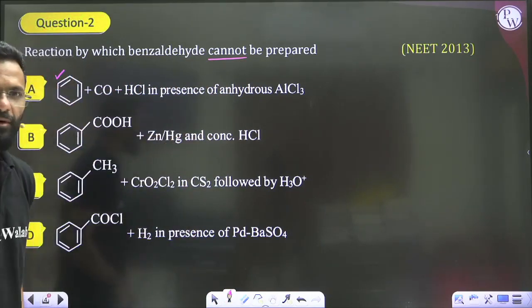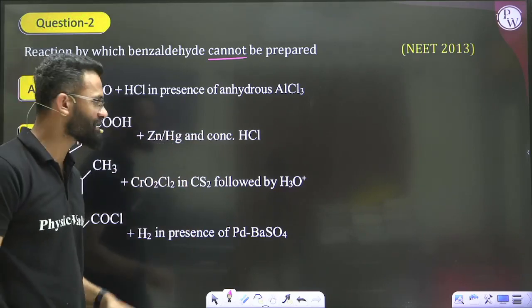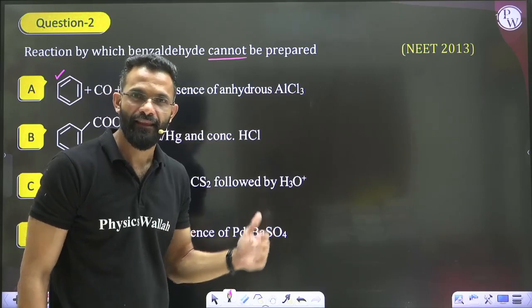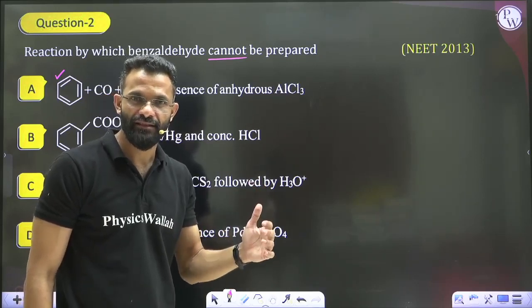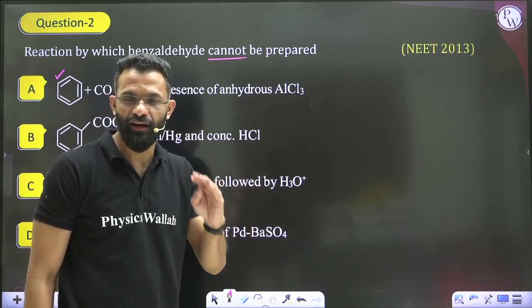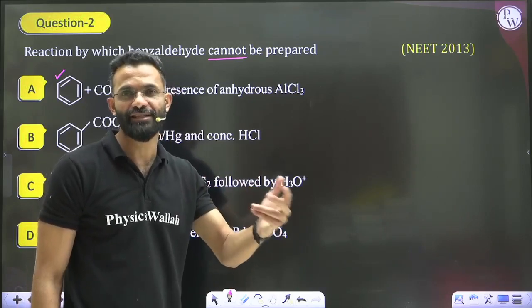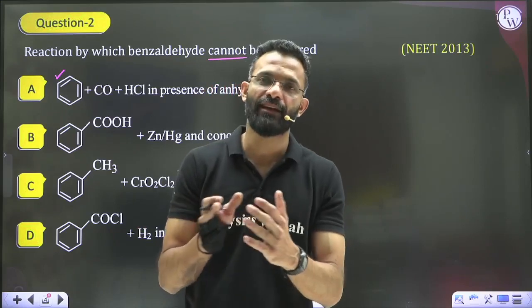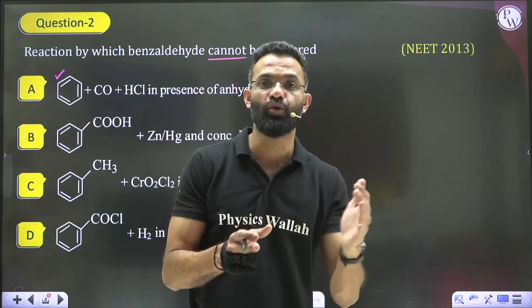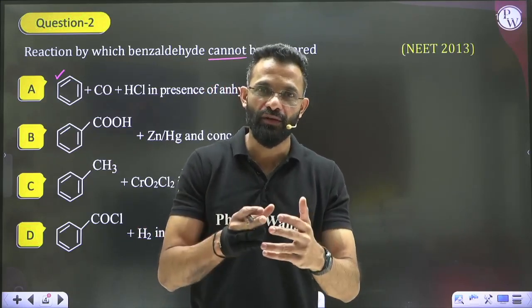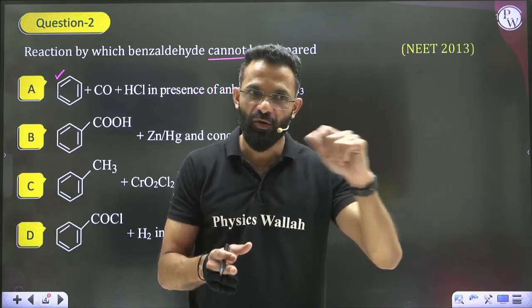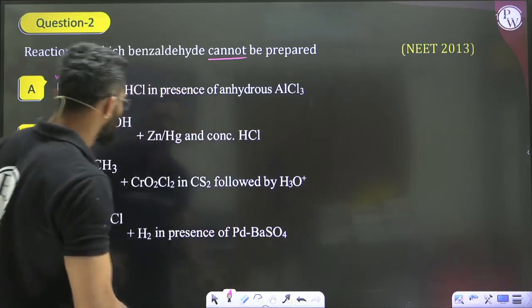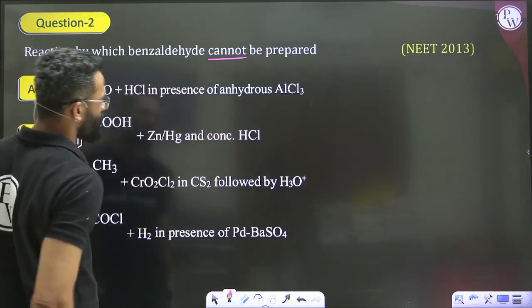Well, when we talk about zinc amalgam and concentrated HCl, this reminds us of a reaction called Clemmensen's reduction. Clemmensen's reduction is a reaction where the carbonyl carbon is reduced to a methylene group, that is CH2. Meaning if I have been given benzaldehyde and I carry out Clemmensen's reduction, we'll be getting toluene. If we have been given acetophenone, that C double bond O will be reduced further to CH2 to give you ethyl benzene. Which means this reaction nowhere is resulting in the formation of benzaldehyde.